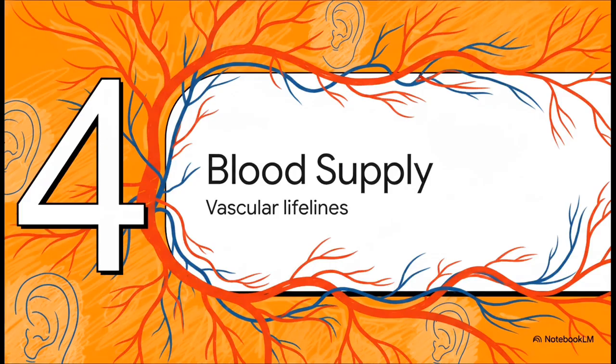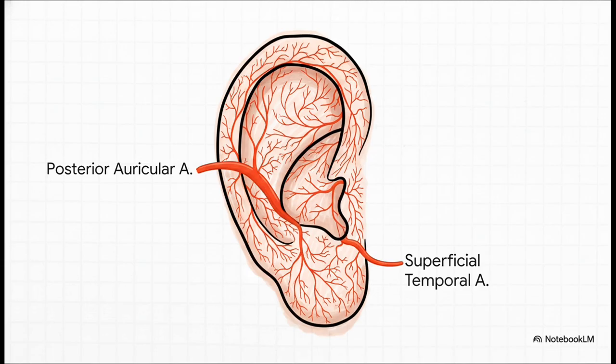So, if the perichondrium is the lifeline, what feeds the perichondrium? Let's trace the arteries that keep the whole pinna alive and well. Well, the good news is the pinna has a fantastic blood supply. It's robust and it's redundant, meaning it has backups.